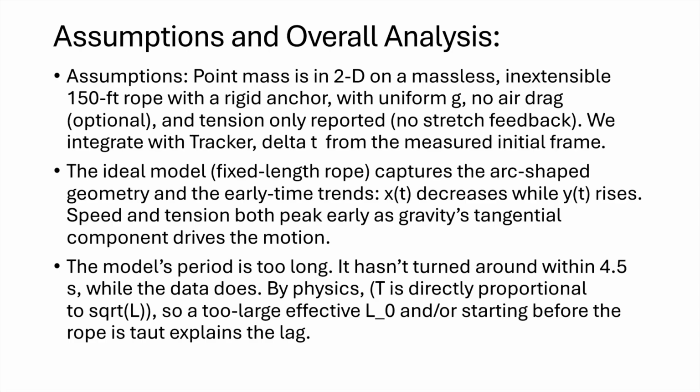Speed and tension both peak early as gravity's tangential component drives the motion. The model's period is too long; it hasn't turned around within 4.5 seconds, while the data does. By physics, T is directly proportional to the square root of L, so a too large effective L naught and/or starting before the rope is taut explains the lag.